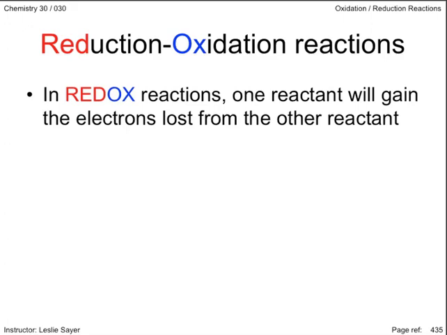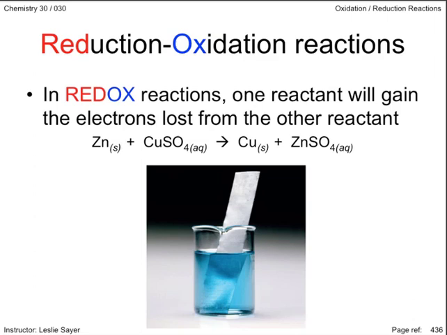Redox reactions can fit into several reaction categories. Formation and decomposition reactions are often redox reactions. Combustion reactions are reactions with oxygen, so they're redox reactions. Single replacement reactions are redox reactions. This is a single replacement reaction representing a strip of zinc metal in a solution of copper 2 sulfate, as shown in this picture taken from your textbook.